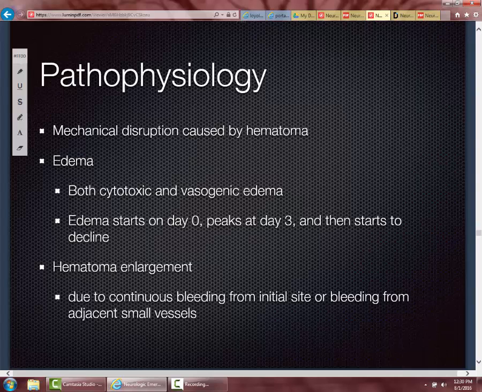And then the next important thing, and probably the biggest predictor of outcome outside of the actual volume of the hemorrhage, is if the hematoma enlarges. Okay, and this is often due to either continuous bleeding from the initial site or bleeding from adjacent small vessels.